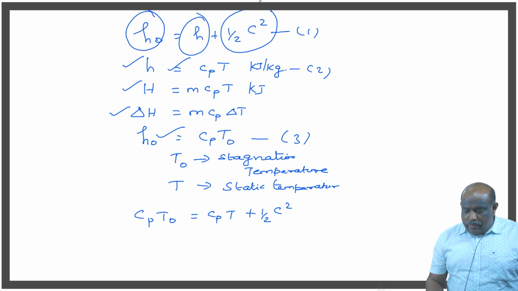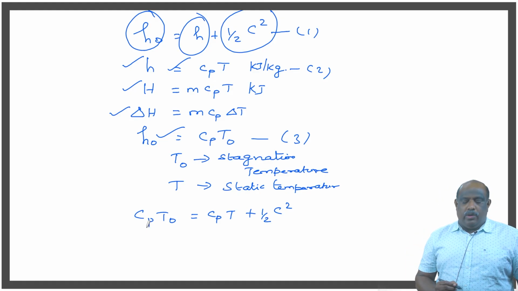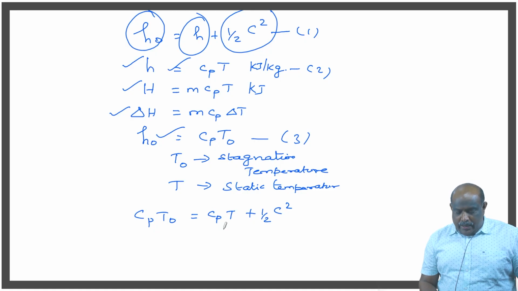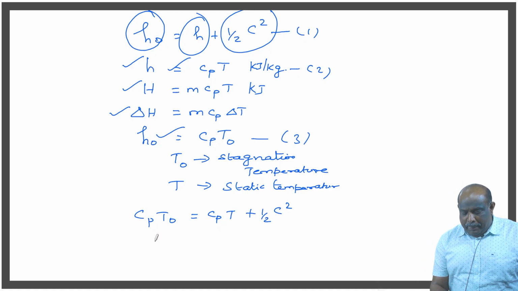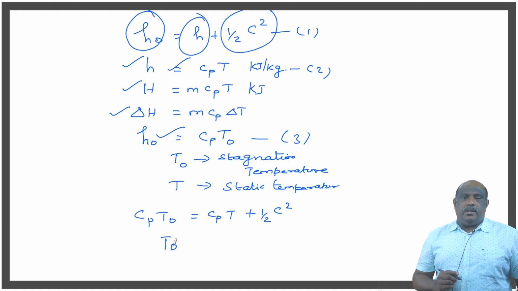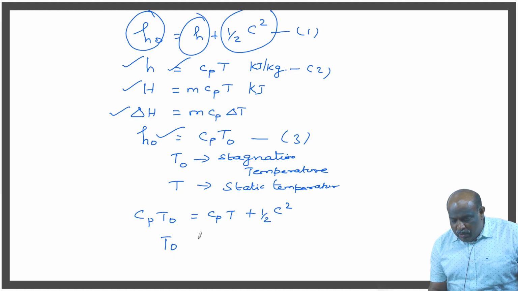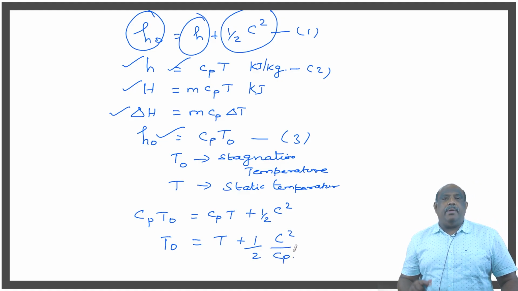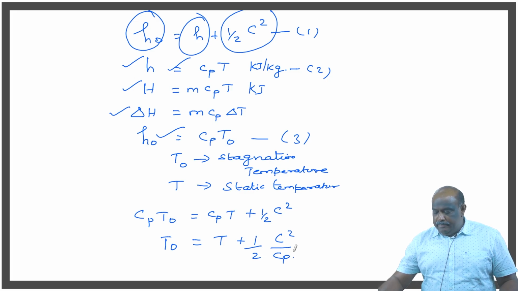Very good. Now we got the equation Cp T naught equal to Cp T plus half C squared. Now divide this entire equation by Cp. What is Cp? Specific heat capacity at constant pressure. So T naught equals T plus half C squared by Cp. I have divided the entire equation by Cp. Now let us move on to the next slide.